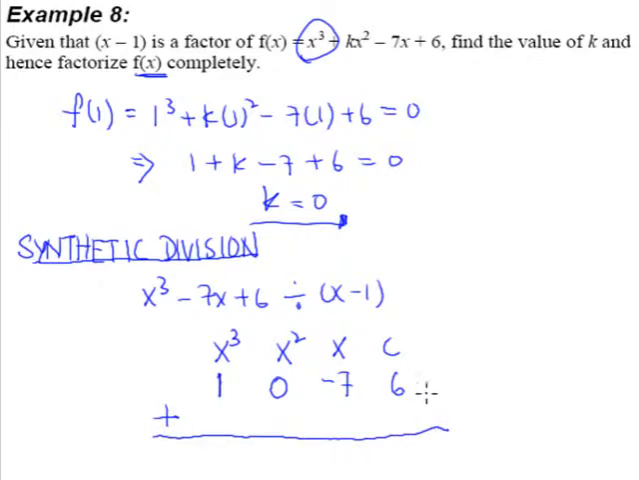Now draw one little box here. This little box is for the divisor. The divisor is x minus 1, so the x value will be a positive 1. So you put a positive 1 here. This is the so-called stage for your synthetic division.